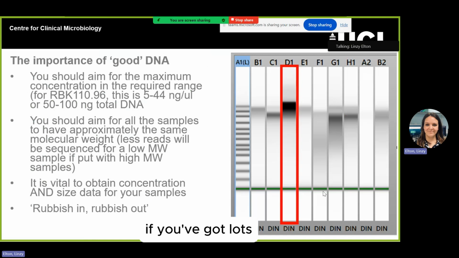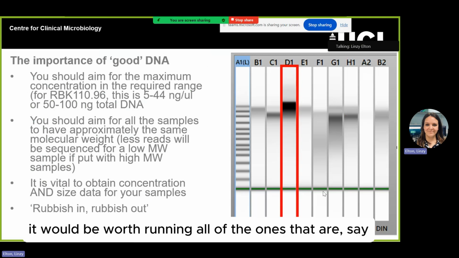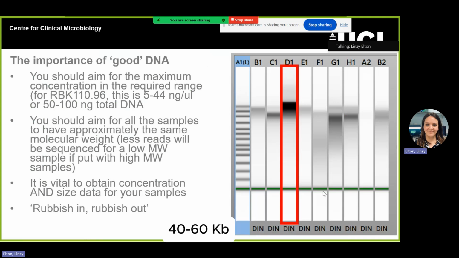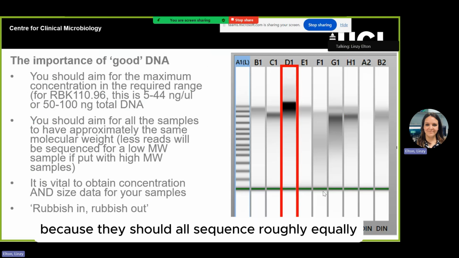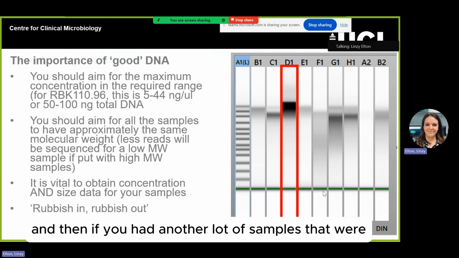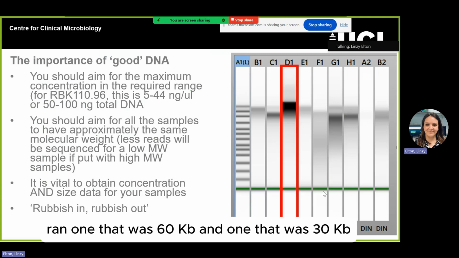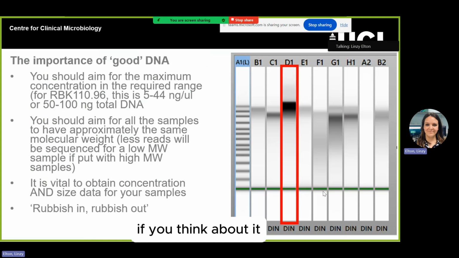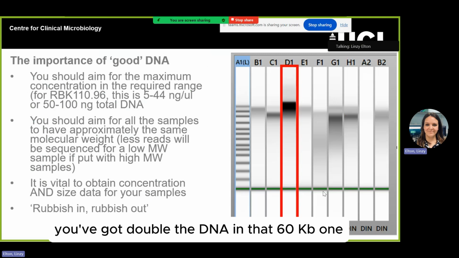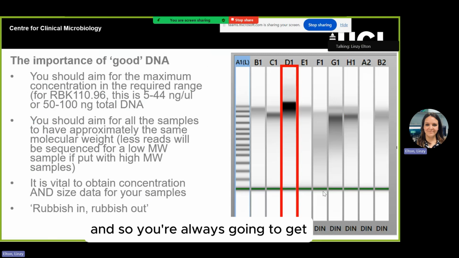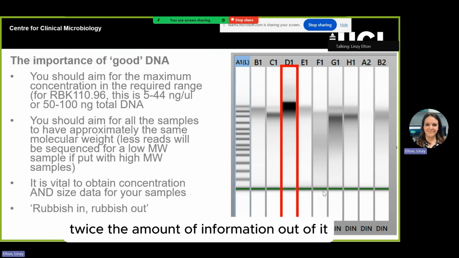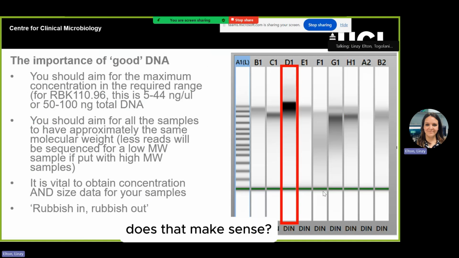If you've got lots, it would be worth running all of the ones that are, say, 40 to 60 kilobases together, because they should all sequence roughly equally. And then if you had another lot of samples that were 15 to 30, then you could run those together. But if you ran one that was 60 kb and one that was 30 kb, you've got double the DNA in that 60 kb one, and so you're always going to get twice the amount of information out of it. Does that make sense?